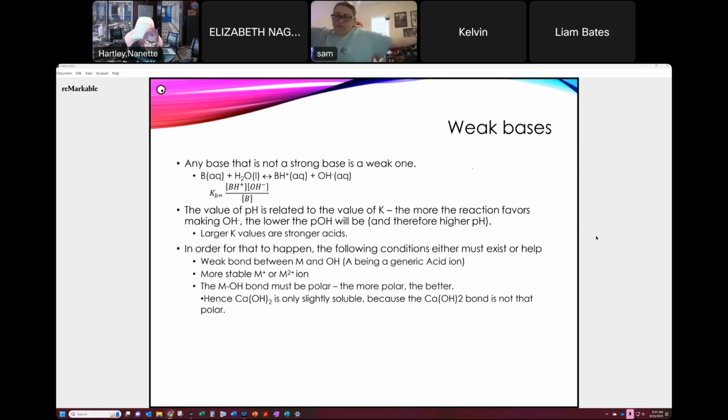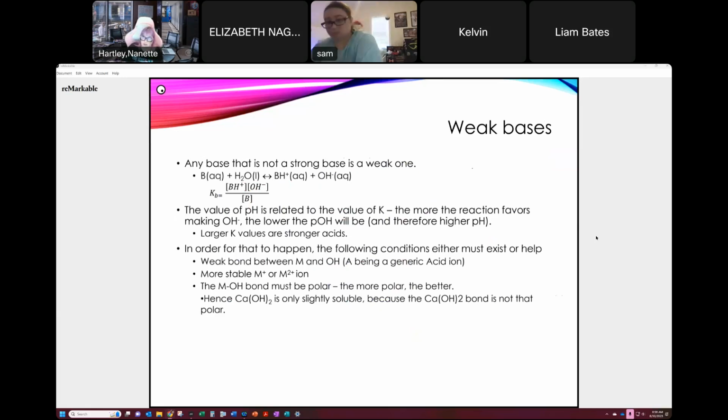My Kb is then defined as the concentration of the conjugate acid times the OH minus over the initial concentration of base. Now, the value of your pH is really related to the value of the K. Both the pH and the pOH are related to that value. So the bigger the Kb is, the larger the OH minus is going to be, and therefore your H plus is going to be smaller. So your pH is going to be higher.